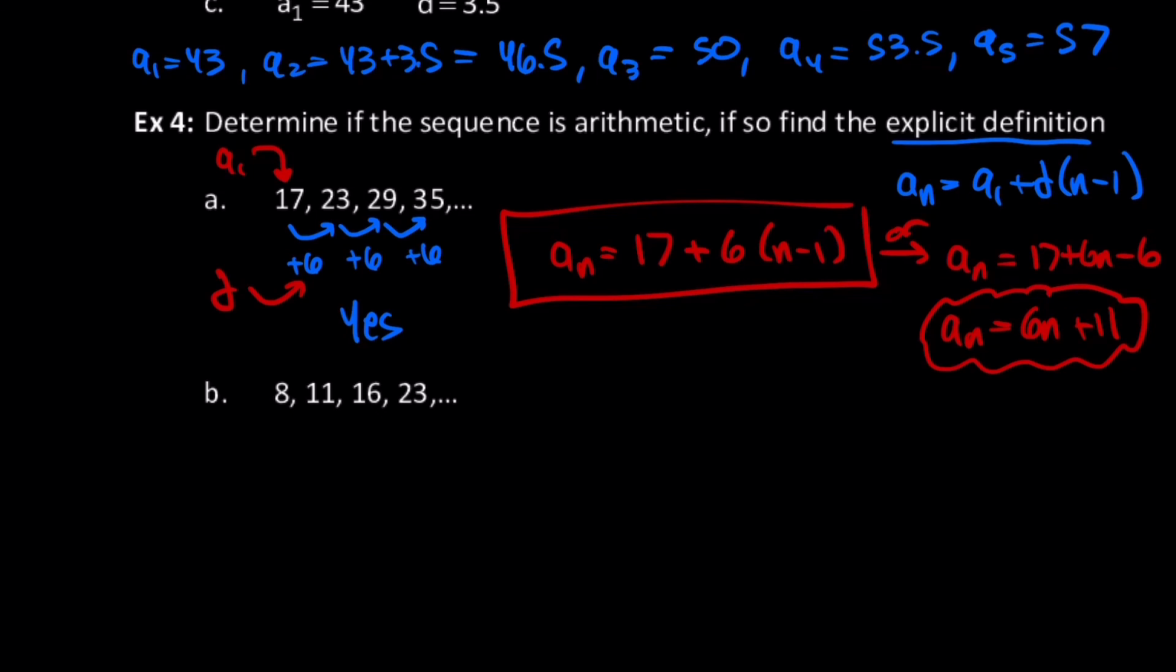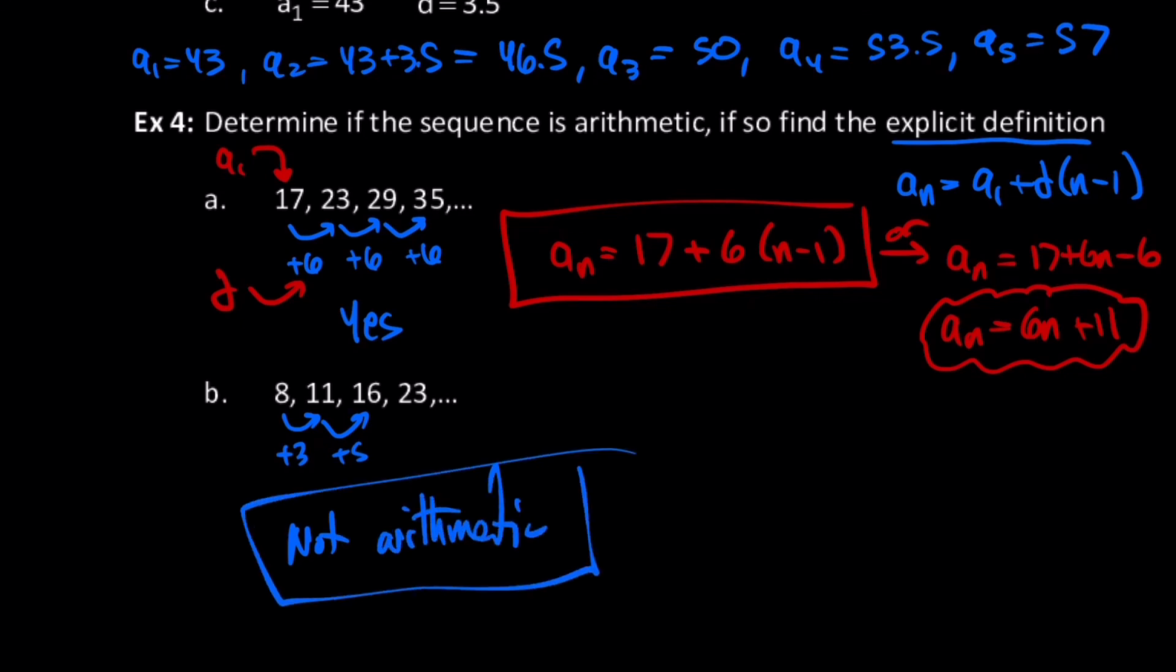All right, next example. Let's see, 8 plus 3 is 11, 11 plus 5. So right away, I don't even have to go any further, not arithmetic, because you're not adding the same number each time. Okay, that's arithmetic in a nutshell.